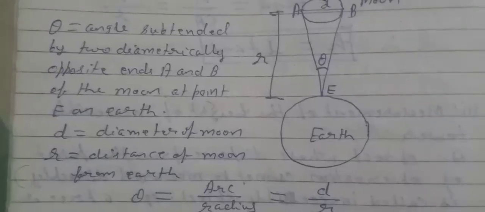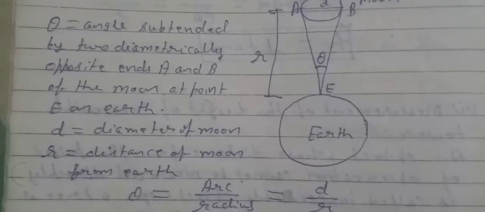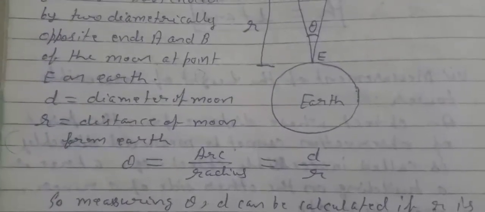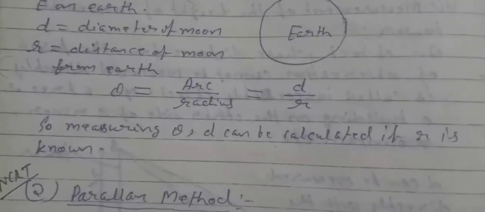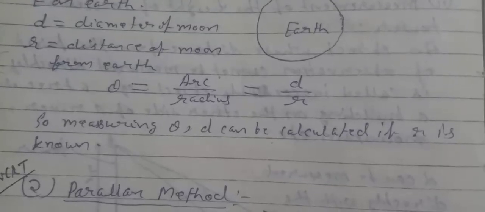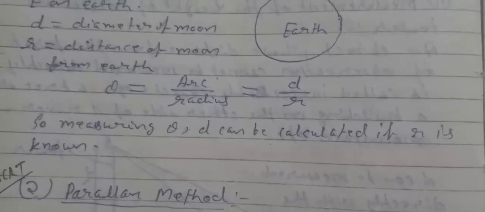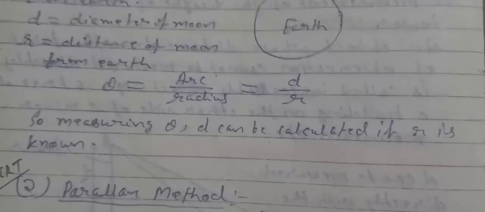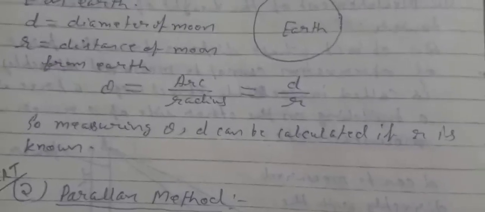Here theta is the angle subtended by two diametrically opposite ends A and B of the moon at a point E on the Earth. The diameter of the moon is d, and R is the distance of the moon from Earth. Now we have theta equals arc by radius, equals d by r. So by measuring theta, d can be calculated if r is known. Now r can be measured with the help of the parallax method, which I am going to discuss next.